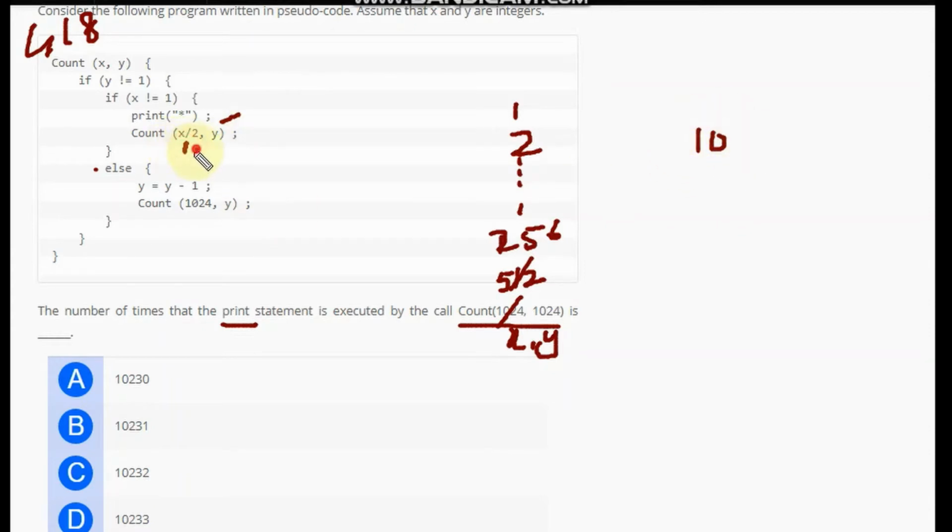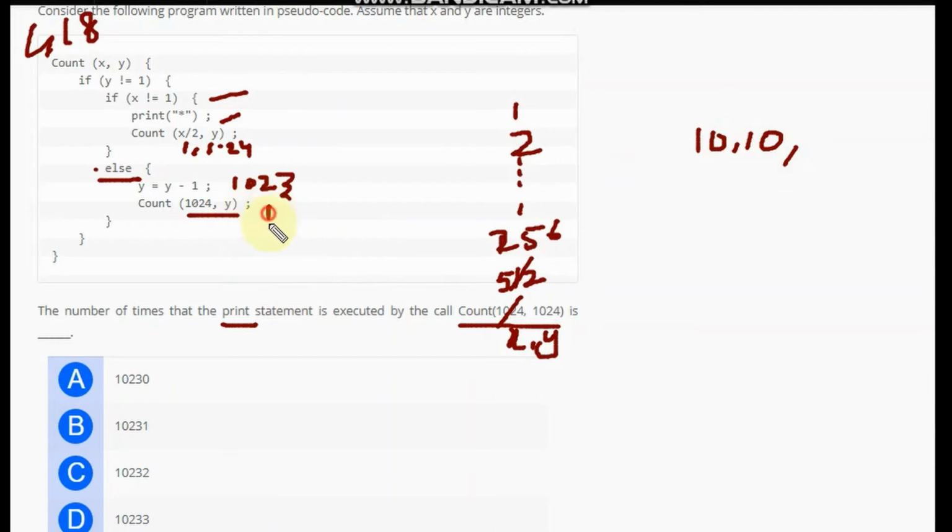Okay, so when x is 1 and y is 1024 comes in here, and when it is called again, then this condition will be false and this else will be executed. So now our value of y will be reduced to 1023. Okay, and this function will be executed again with 1024 comma 1023. Again this will be executed 10 times.